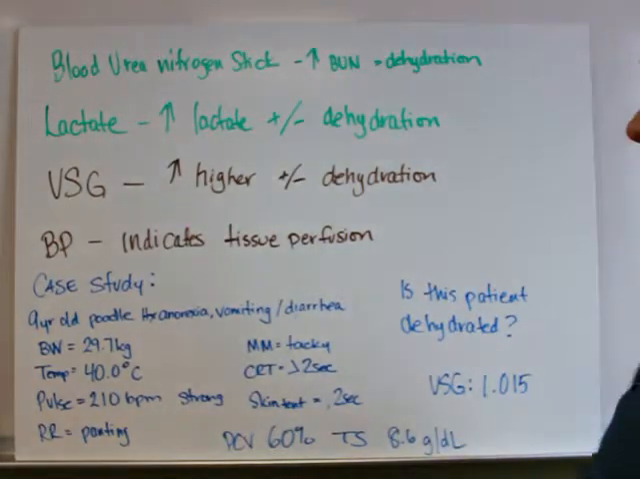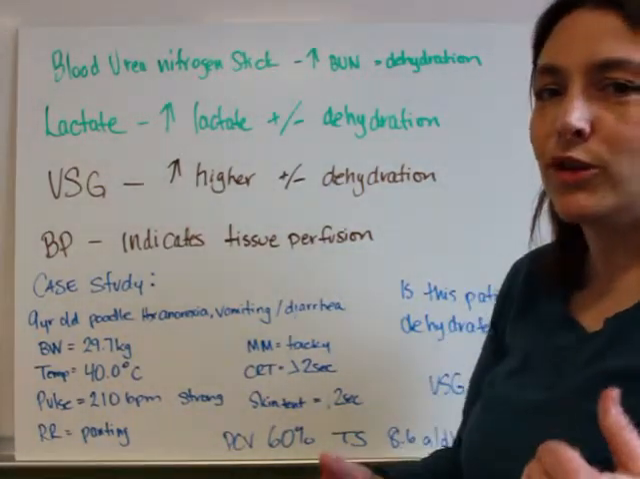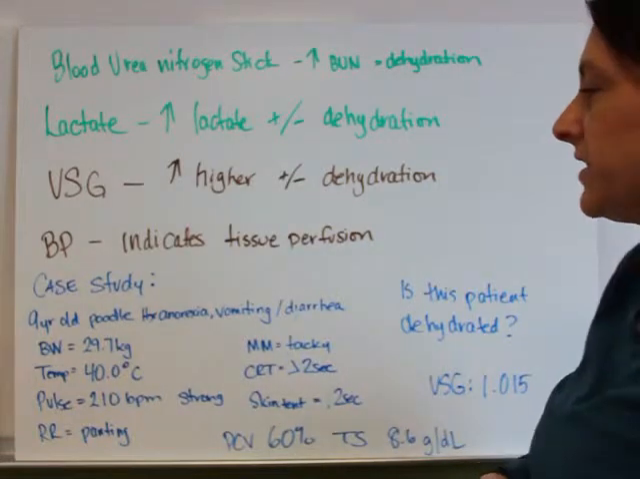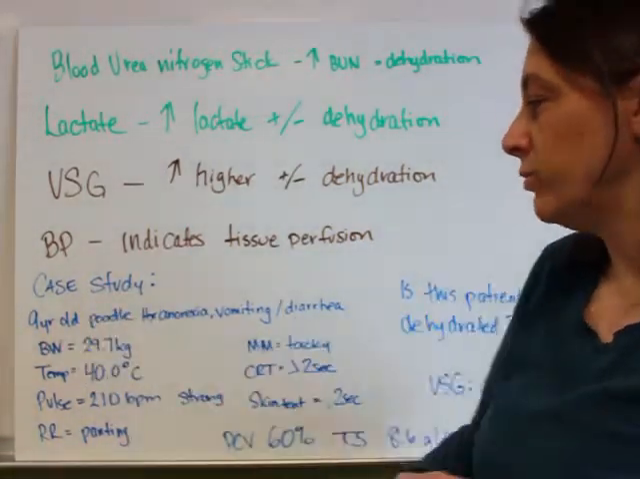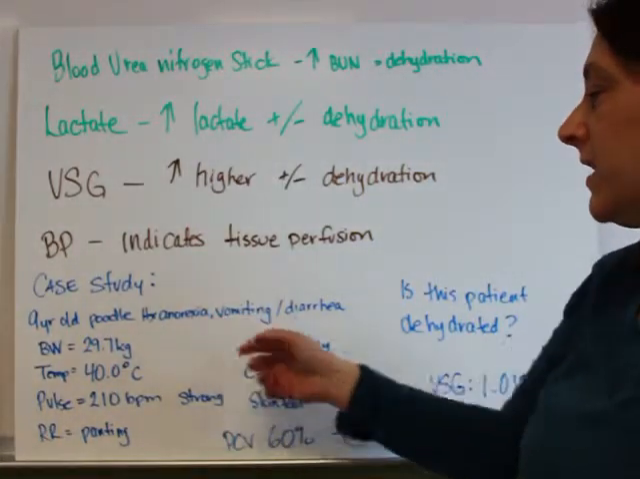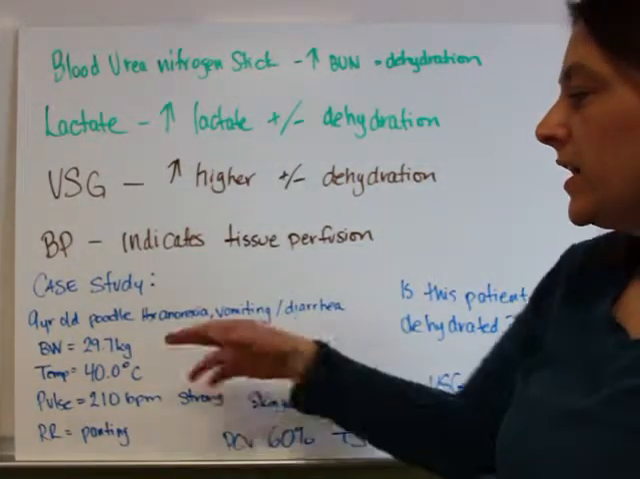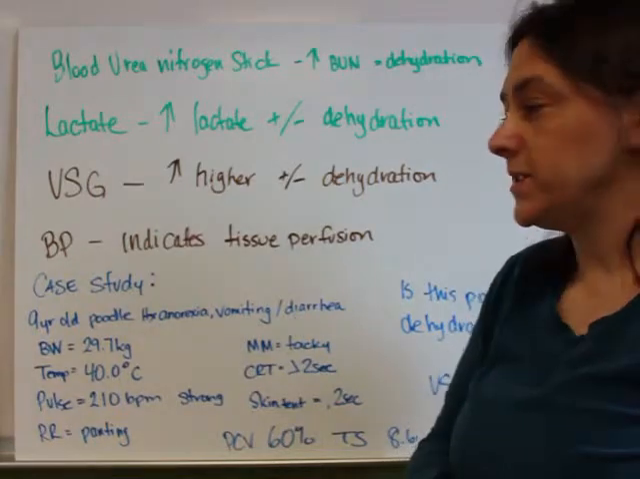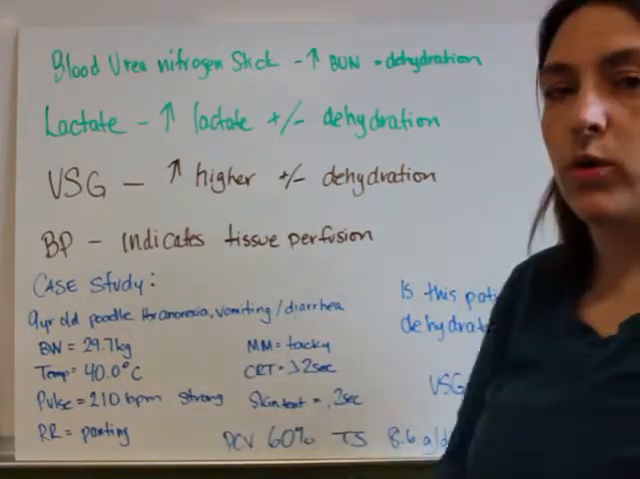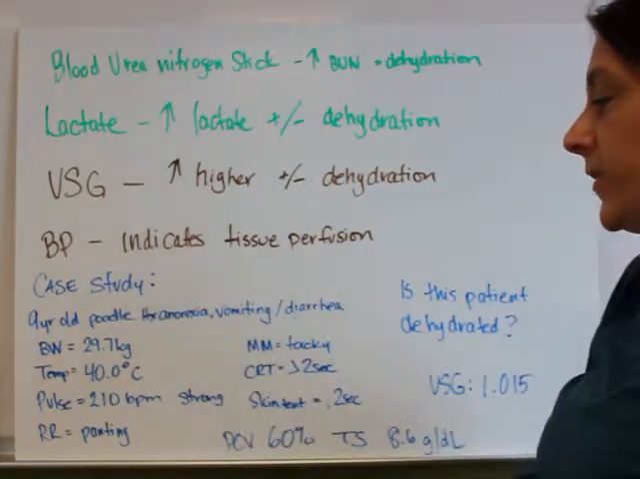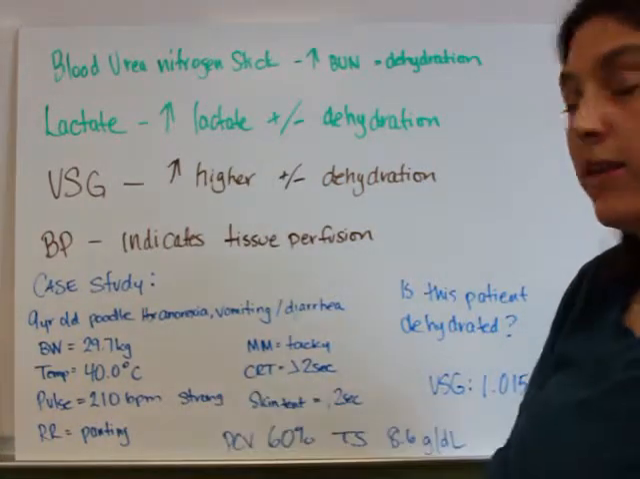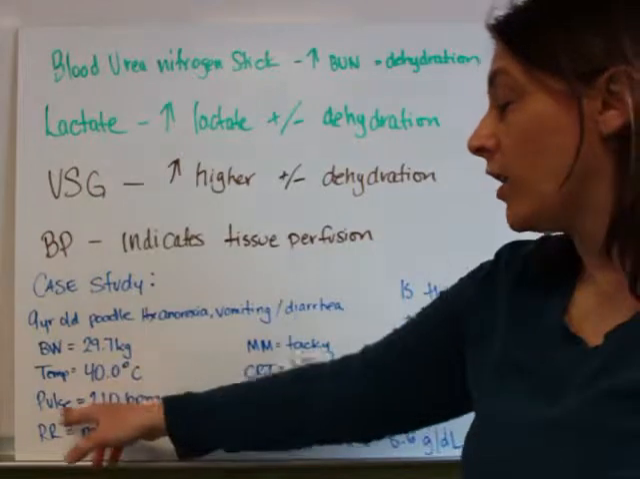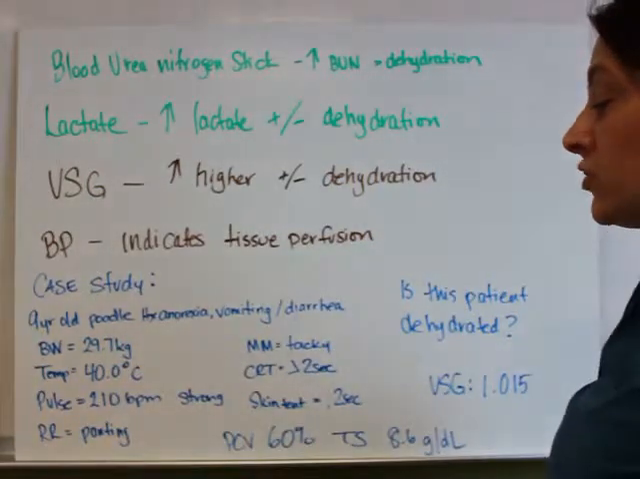So there is a case study. I just want your opinion. I want you to be able to tell me if you think this patient is dehydrated or not. It is a 9-year-old poodle. He has a history of not eating, of vomiting and diarrhea. His body weight is 29.7 kgs. His temperature is 40 degrees Celsius. His heart rate is 210 with a strong pulse.